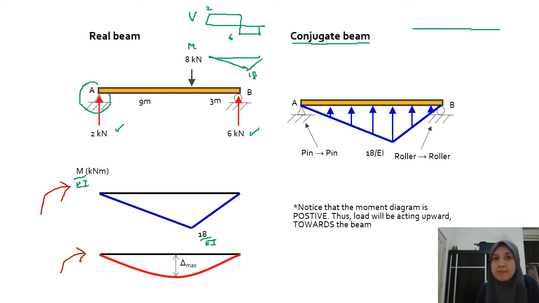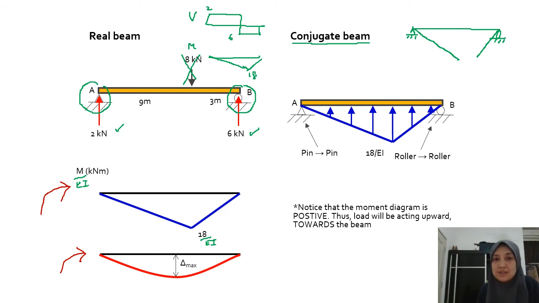At A is a pin; in the conjugate beam, a pin remains a pin. At point B at the other end, this is a roller, so if it's a roller in your real beam, your conjugate beam also remains a roller. Don't forget, do not put this point load on your conjugate beam. Instead, place your M over EI diagram inside your conjugate beam.